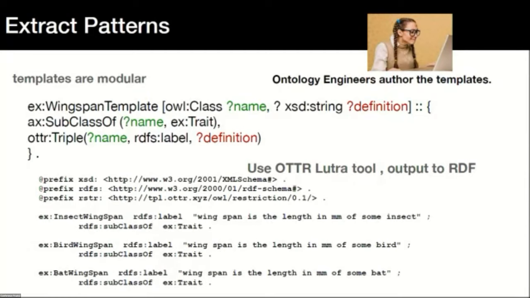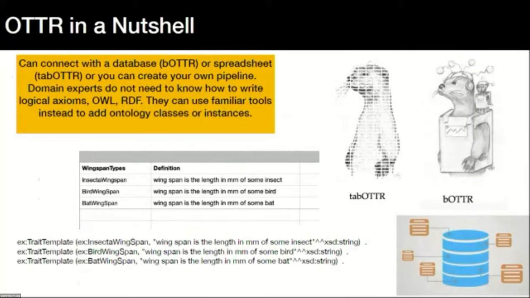So you write the template, and we have also a tool which will instantiate that and expand it to RDF when it's been populated. And how do you populate it? Right, we have different tools here. We have something called tab butter and we have something called butter. So you can connect to a database directly. We have a tab butter to connect to spreadsheets. So the domain expert doesn't need to know how to write logical axioms. They can just use their familiar tools.